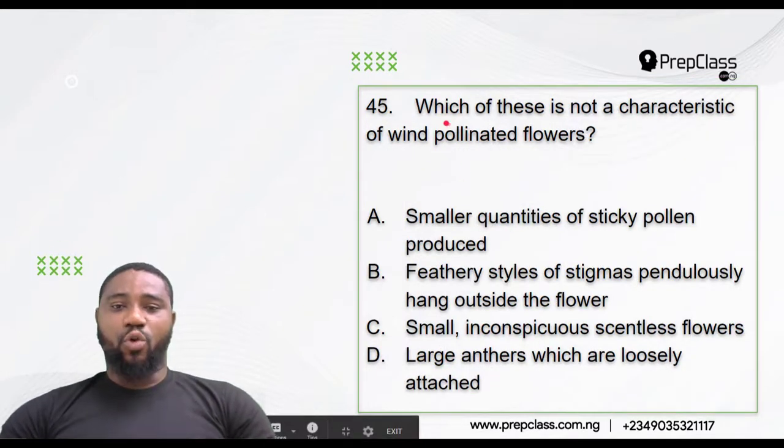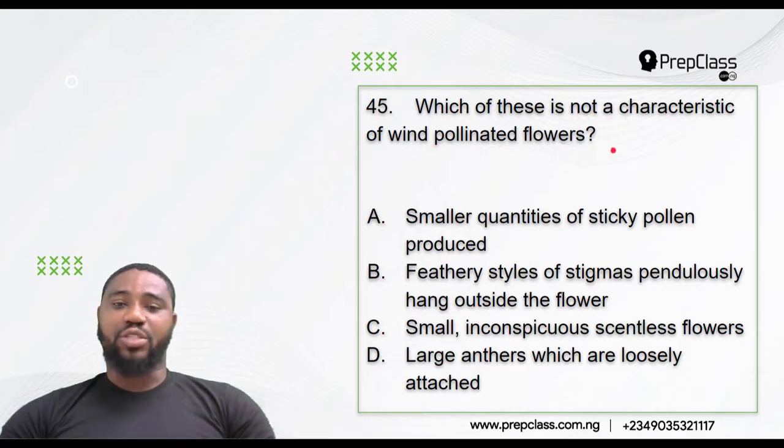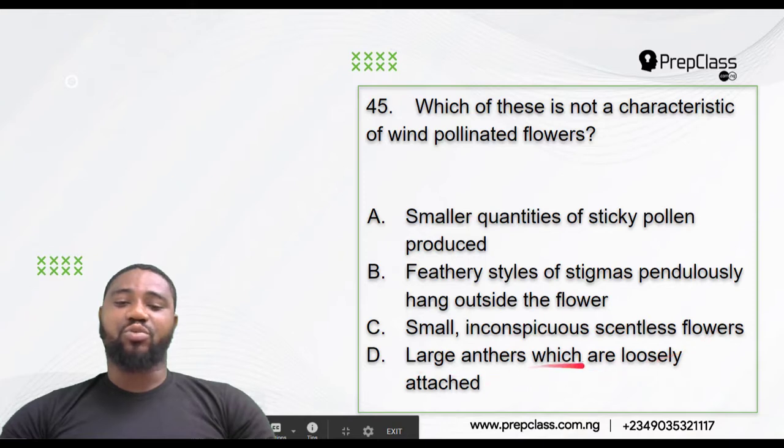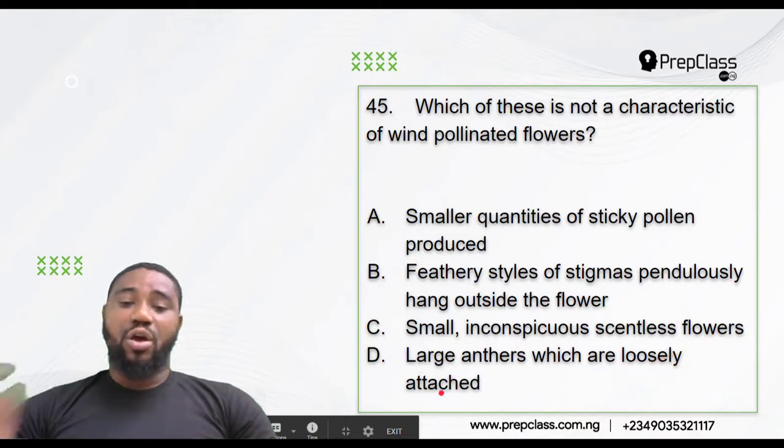2045. Which of these is not a characteristic of wind-pollinated flowers? Is it small quantities of sticky pollen produced? Is it feathery style of stigmas pendulously hanging outside the flower? Is it small inconspicuous scentless flowers? Is it large anthers which are loosely attached?